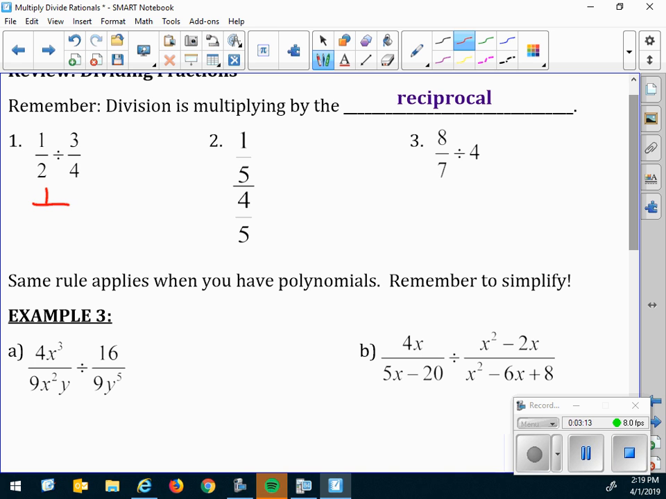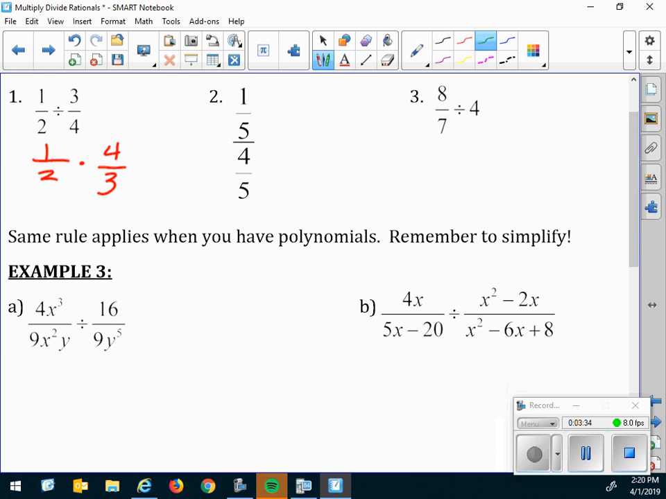We're going to rewrite this as 1/2 times what? 4/3. Now remember, instead of multiplying across and then simplifying, can you simplify first? Do you have any common factors you can divide out? You got a 2 you can divide out? 2 divided by 2 is 1, and 4 divided by 2 is 2. What are you left with in your numerator? 1 times 2 is 2, and in your denominator, 1 times 3 is 3. 2/3.